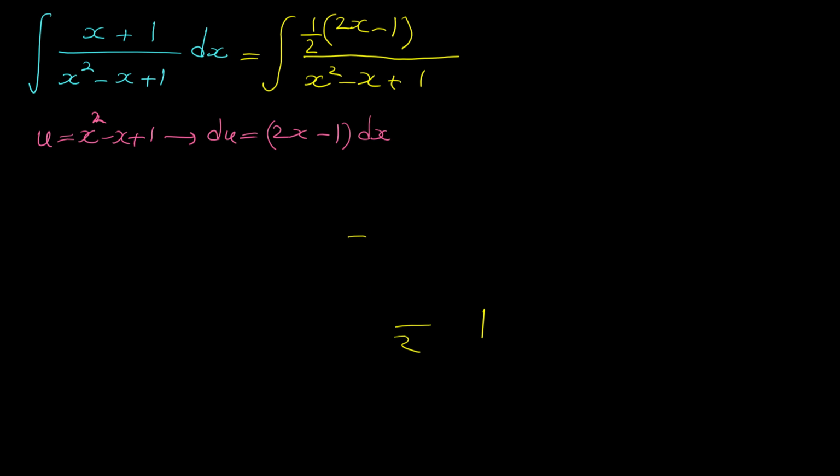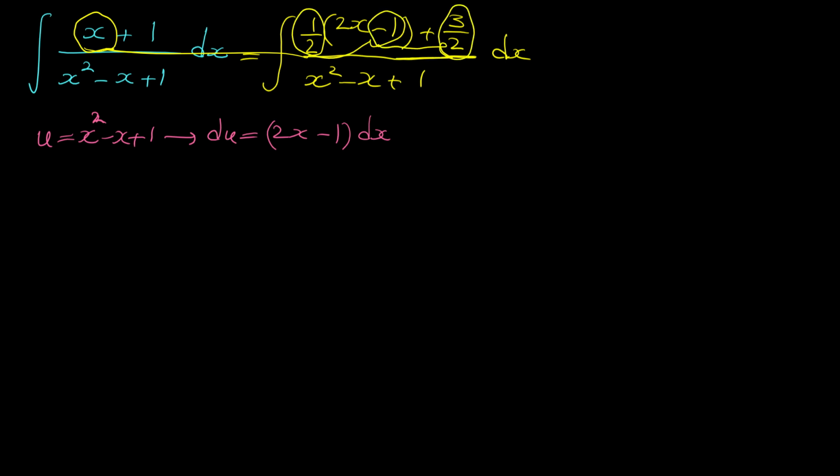So let me erase these from here. By adding a 3 over 2, now the numerator is written in the proper form. For the last time, let me explain. 1/2 times 2x is exactly x. 1/2 times negative 1 is negative 1/2, which plus 3 over 2 would be 1. So the numerator is the same numerator, but written in the proper form that we need.